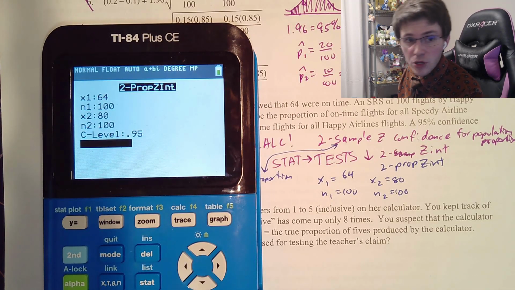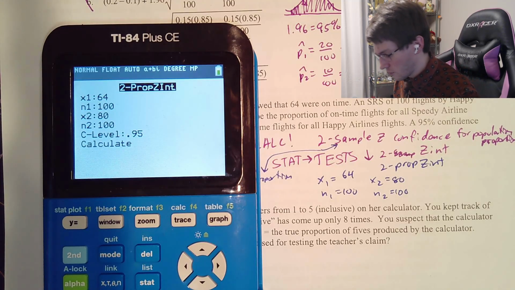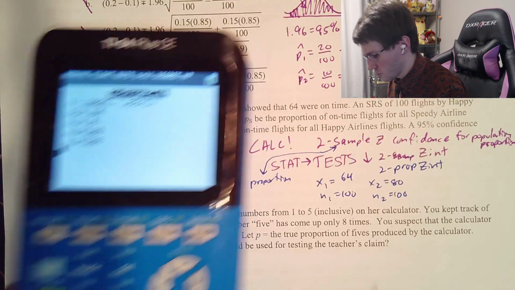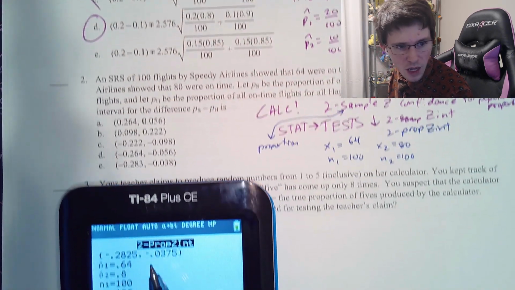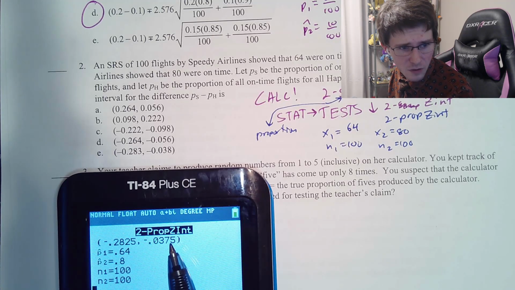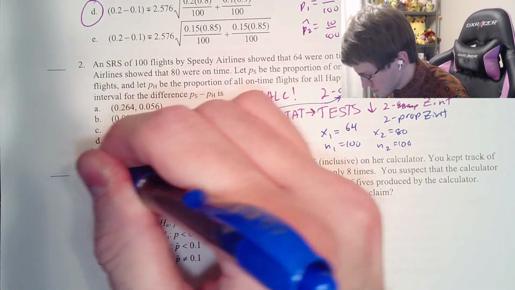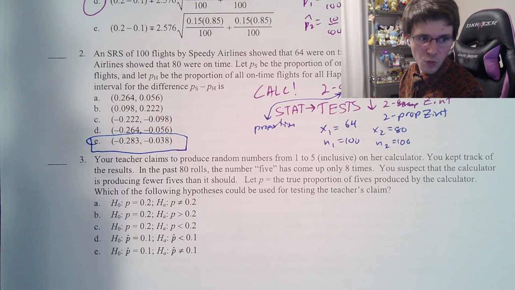All right. And again, we could have used the formula from the question above, but why, if we can just do the work right here. So we're looking at negative 0.2825 to negative, this one, letter E. Boom. Move on to the next one.